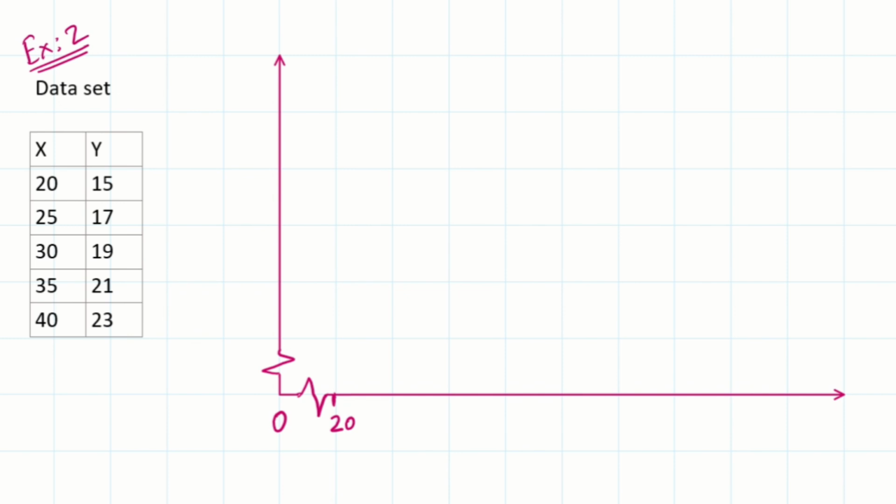Since we have 20 and our last is 40, what we can do, instead of putting numbers on the x-axis like 20, 30, 40, this won't be of any use.